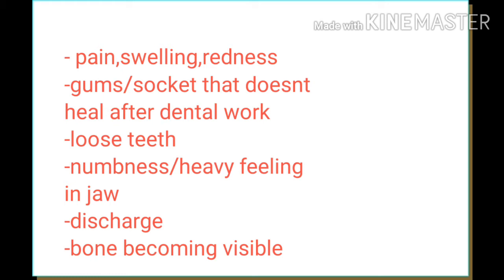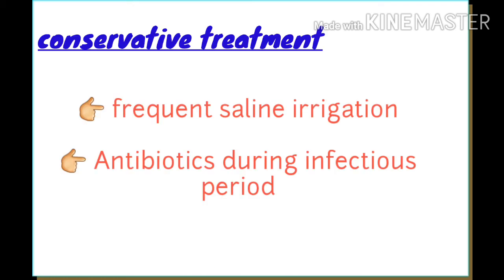of the osteoradionecrosis. Loose teeth, numbness or heavy feeling of the jaw, discharges of certain fluids, and the bone eventually becomes visible. The conservative line of treatment to cure the osteoradionecrosis is by frequent irrigation with saline and prescribing antibiotics during the infectious period of the lesion.